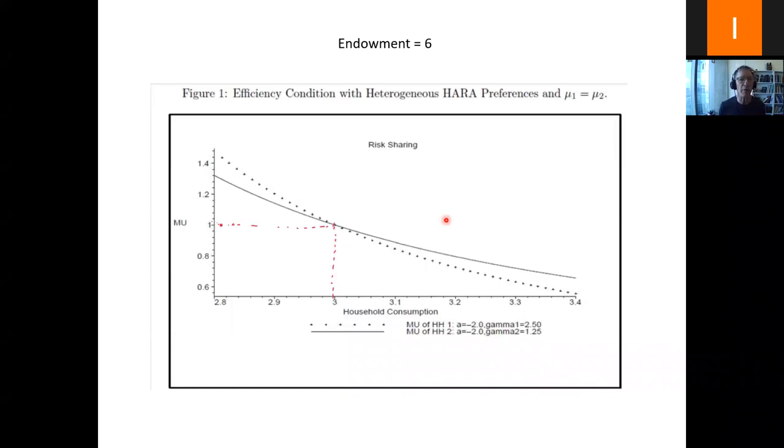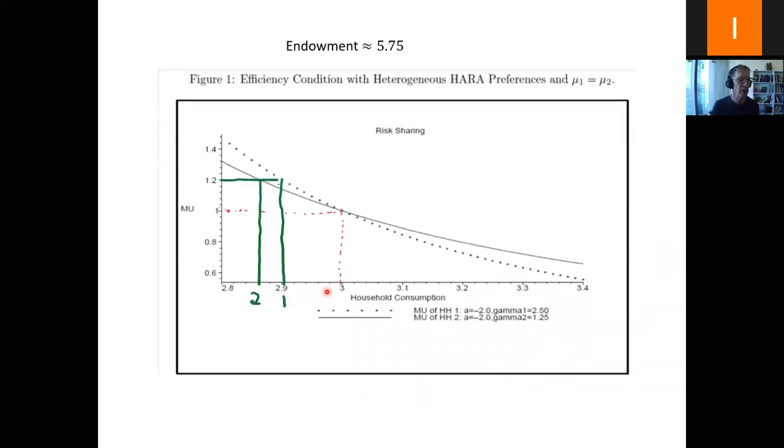What happens if the endowment is lower, say 5.75? We know that we can't keep giving them each 3, so we have to cut their consumption. But whose consumption is going to get cut more? Well, the less risk-averse guy's consumption is going to get cut more. Household two, the less risk-averse guy, is going to see his consumption fall down to about here, whereas household one's consumption is going to fall down to about here. Why that much? Well, because this plus this equals 5.75. And at that level, each of them gets a marginal utility of 1.2. So the ratio of the marginal utilities is still 1. And we consume the total aggregate endowment of 5.75.